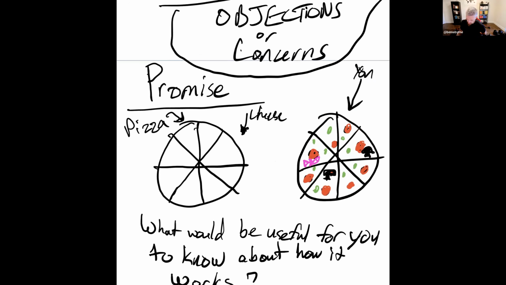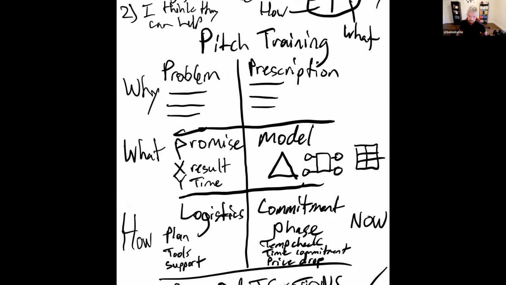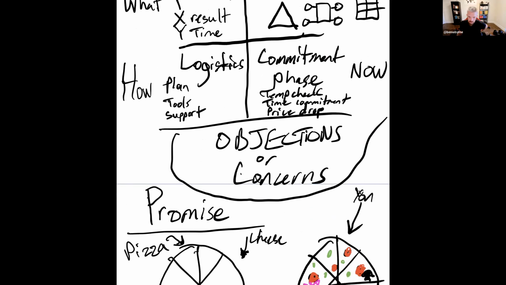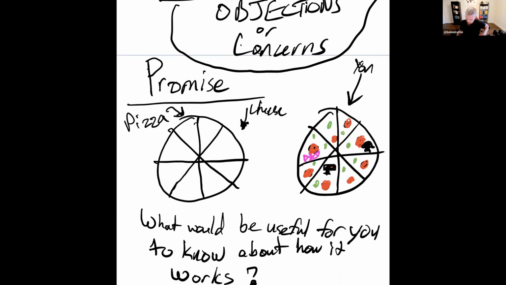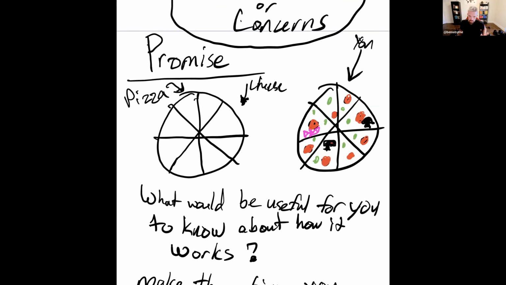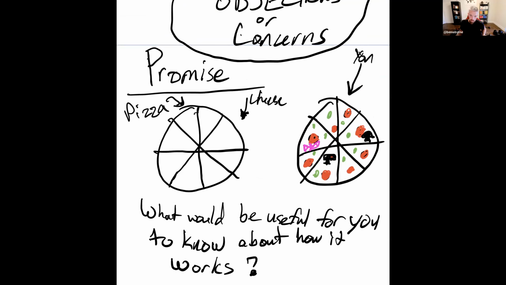High level, the promise is you get X result in Y time. And as an option, maybe you say guaranteed or whatever, but it's like X result in Y time. And then I would say something like, hey, what would be useful for you to know about how it works? And they might just say, how much is it? And you go, okay, well, you just kind of gather up all the things after the promise.